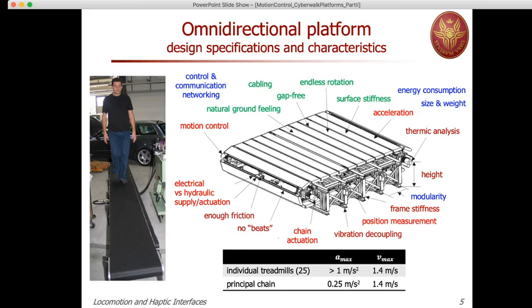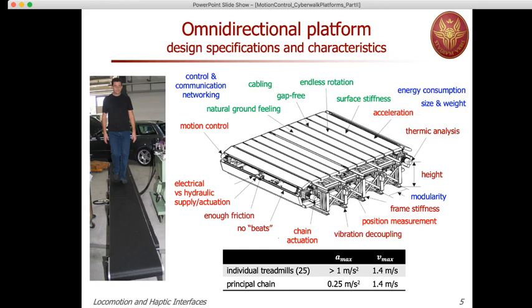On the right-hand side, you see the empty final platform, and there are different color specifications. I gave each color a different meaning. For instance, the dark brown items are really design constraints, or desired characteristics that you would like to have from a mechanical point of view. For instance, everything is mounted on a frame, and we require the frame to be very stiff so that we can decouple any vibration induced by the motors from vibration induced by any user moving on top of the platform. Another aspect is the height of this structure.